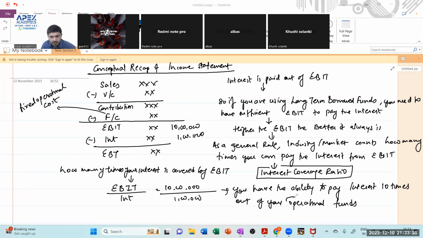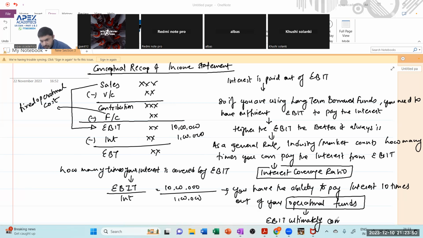Sir, why are you using the word operational funds? My dear friends, EBIT ultimately comes from sales, doesn't it? Because EBIT ultimately comes from sales. Agreed or disagreed? Yes or no? Agreed, sir. Does everybody understand this concept?